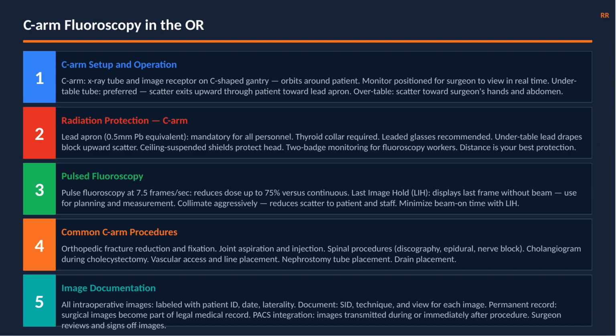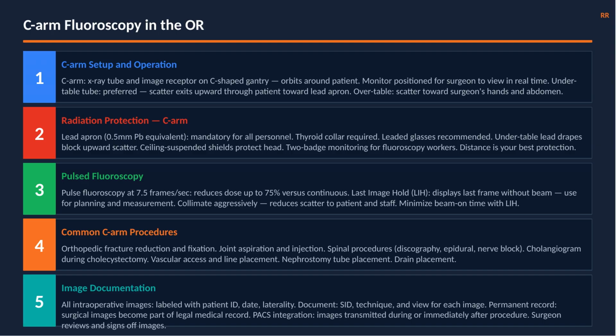Radiation protection in the suite. Lead apron, 0.5 millimeter lead equivalent. Mandatory for every person in the room during fluoroscopy. Thyroid collar. Mandatory for fluoroscopy workers. The thyroid receives significant scatter dose without a collar. Leaded glasses. Recommended. Lens of eye is sensitive to radiation. Ceiling suspended lead acrylic shields protect the head and upper body. Under-table lead drapes block upward scatter.